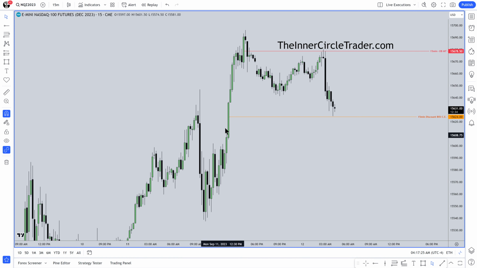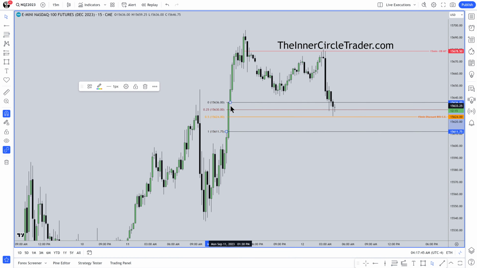This inefficiency right here, inside of this breaker. Okay, so I have half of this, and I'm going to show you what I'm doing here. If you take your fib and drop it on this high to that low, 50% in the upper quadrant, those two levels are of interest to me today.